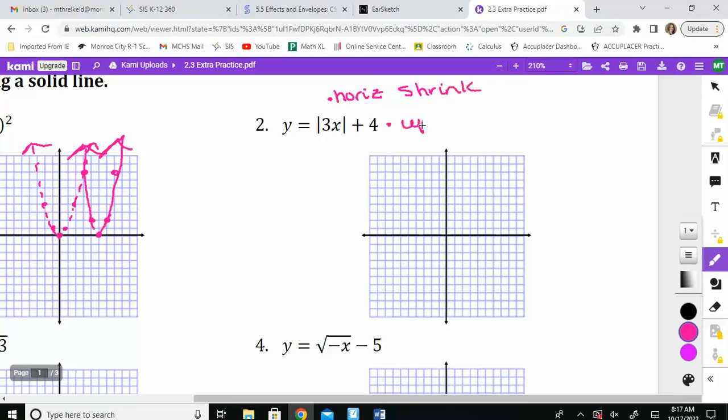And what's this +4 going to do? Parent function, what does it look like? Yeah, absolute value looks like a V. Absolute value of 0 is 0. 1, 1, 2, 2, -1, 1, -2, 2. Okay.